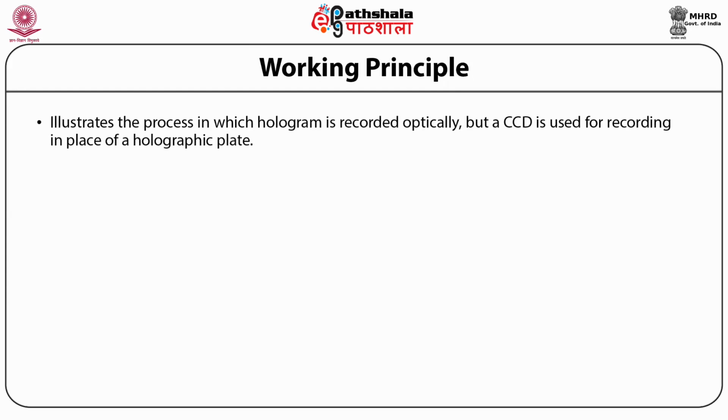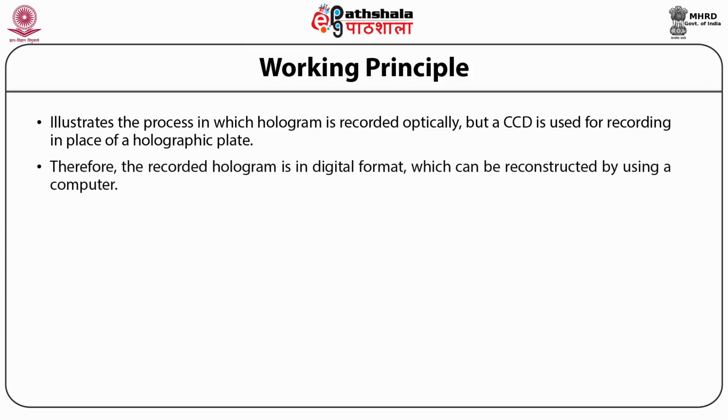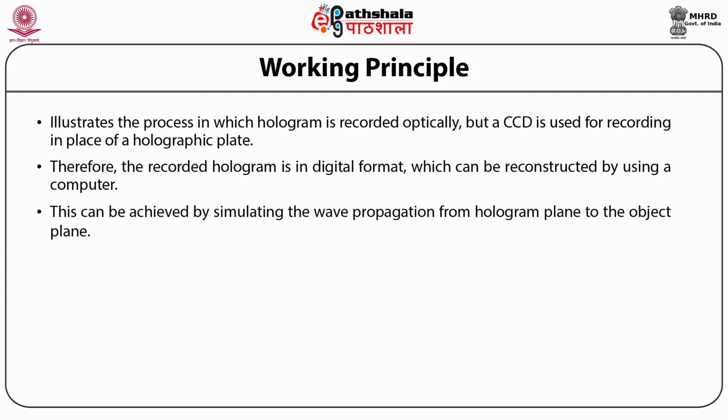illustrates the process in which hologram is recorded optically, but a CCD is used for recording in place of a holographic plate. Therefore, the recorded hologram is in digital format, which can be reconstructed by using a computer. This can be achieved by simulating the wave propagation from hologram plane to the object plane. The object can be seen on the computer screen.